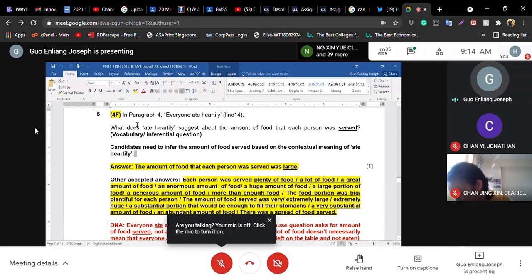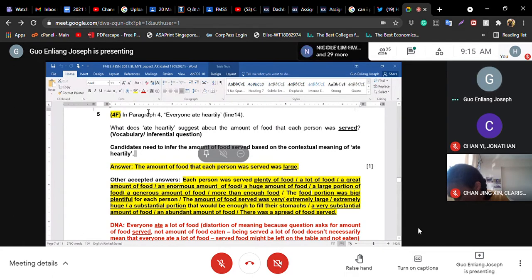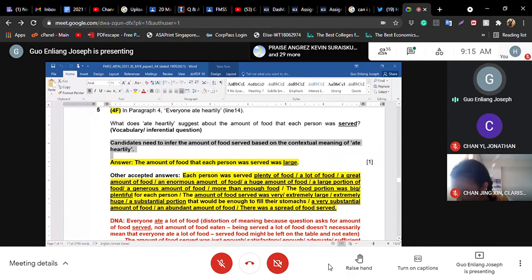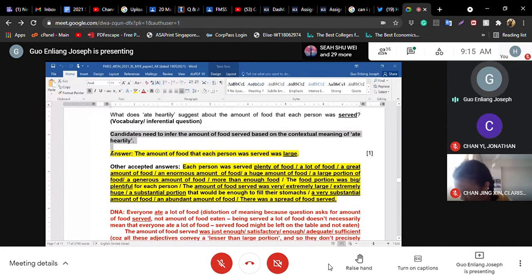Inferential question, because you're asking for the contextual meaning of "ate heartily". And you need to infer, because of the word "suggest", about the amount of food that each person was served. Basically, you need to infer the amount of food served based on the contextual meaning of "ate heartily". So the answer is actually in yellow.